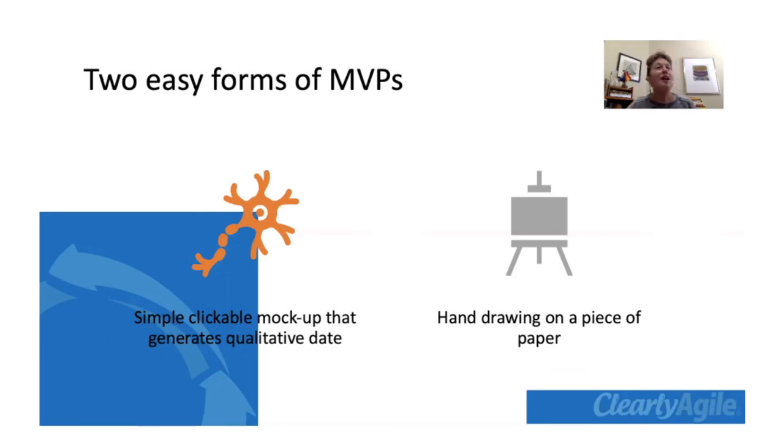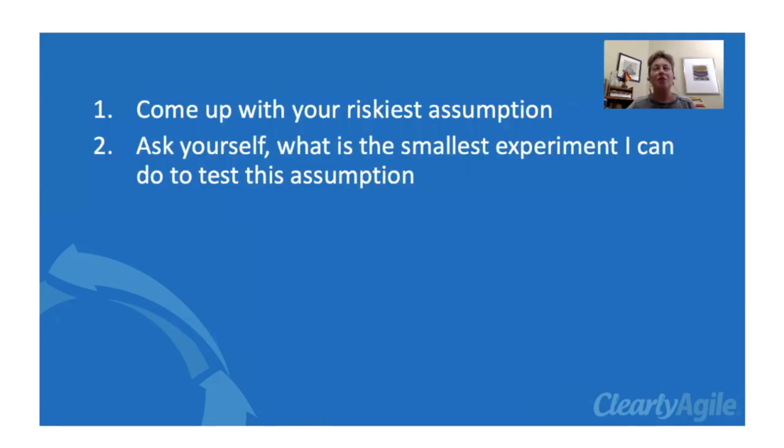So, how can you get started with creating your MVP? The important thing to do is ask yourself two simple questions. First, come up with your riskiest assumption, and then ask yourself, what is the smallest experiment that I can do to test this assumption? That's MVP in a nutshell.